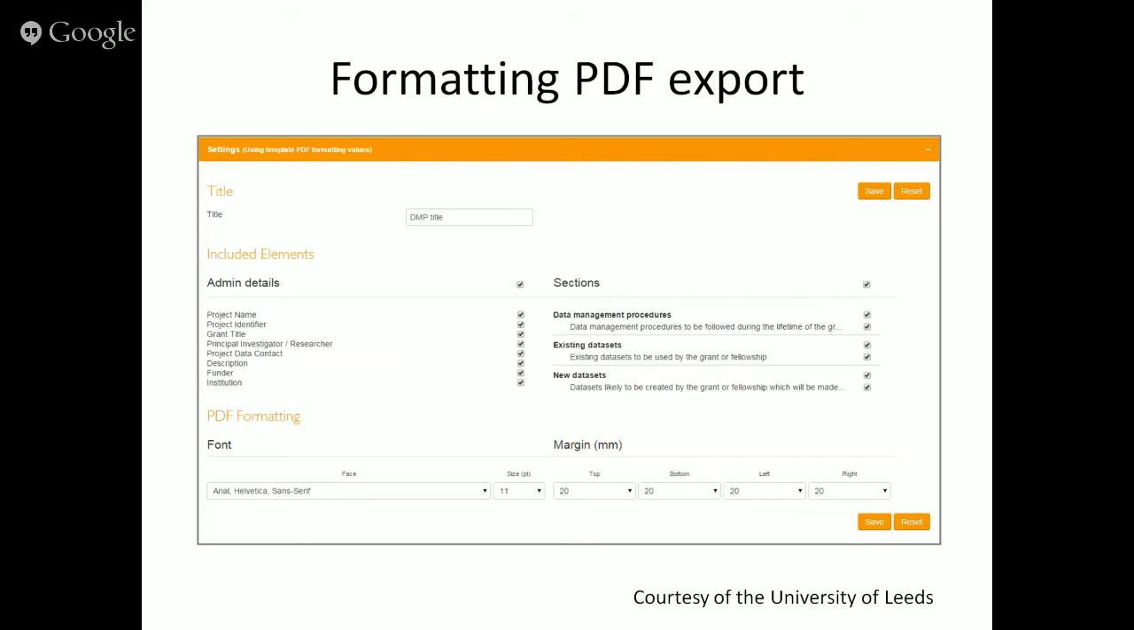And another thing that Leeds added was formatting for PDF export. So you're able to select which kind of sections you want to include in the export. You can add a title to the plan if you want to rename it, and then you can decide what font to use. You can set the margins. Sometimes funders will have really specific requirements on this, which is why we wanted to allow the adjustment of those different settings.